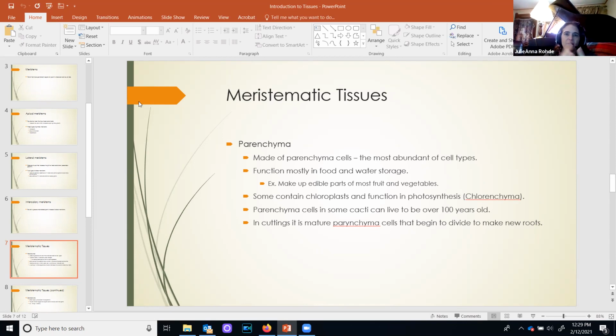And if you ever take a cutting of a plant, like the vines that you clip off and stick in some water, it'll make new roots. That's the parenchyma cells doing that. They begin to divide and make new roots. Now they've got to have a hormone present that stimulates that. Some plants naturally have that, and other plants don't, and that's why you have to use the rooting hormone.